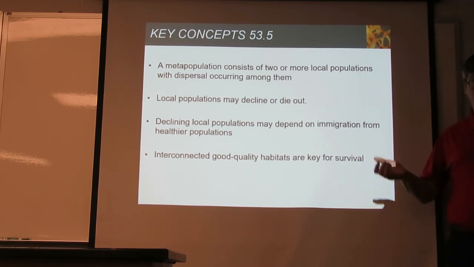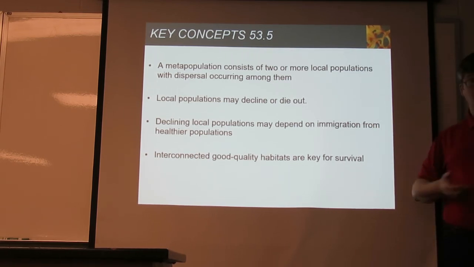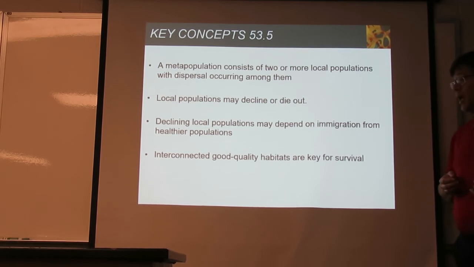Local populations may be small enough that in the long term, if the death rate and rate of things moving out is high enough compared to birth rate and things moving in, that population may decline, may even totally die out. If one population is declining, it may be immigrants from a healthier nearby population that keep it going. And so in order to have long-term survival, having connection between good quality habitat is very important.